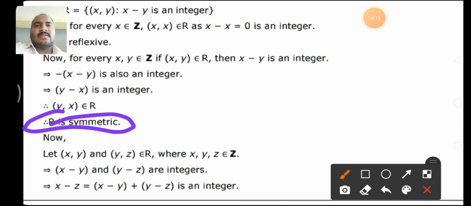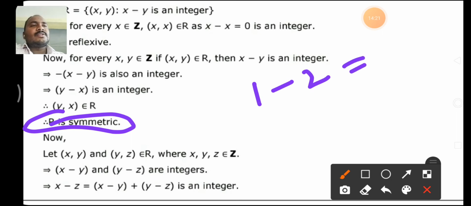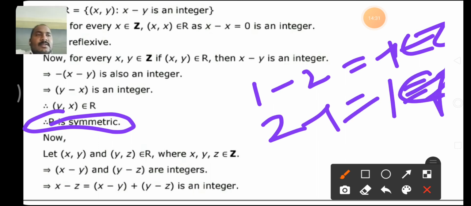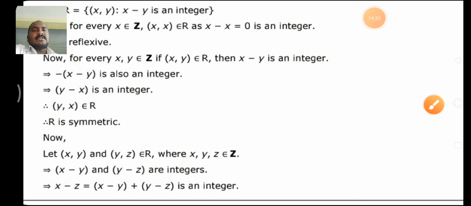Because we consider x and y as some particular values. Let x equal 1 and y equal 2. Then 1 minus 2 is equal to minus 1, and minus 1 is an integer, which belongs to Z. Or 2 minus 1 is equal to 1, and this also belongs to Z. Because of this, R is reflexive.